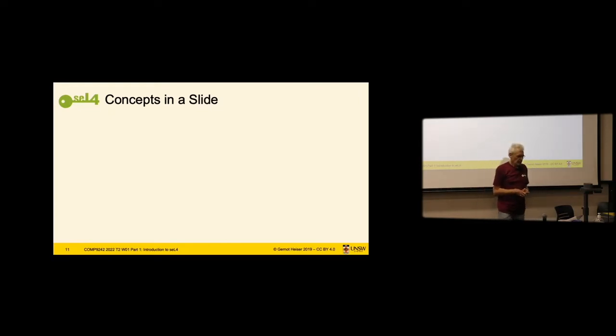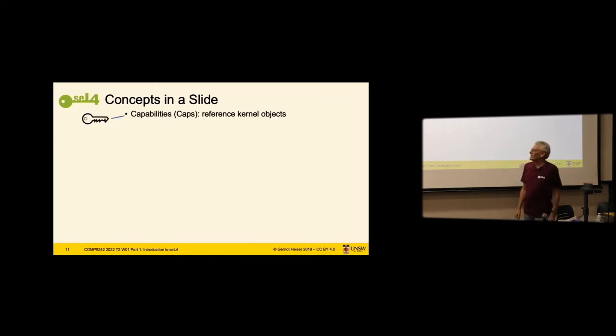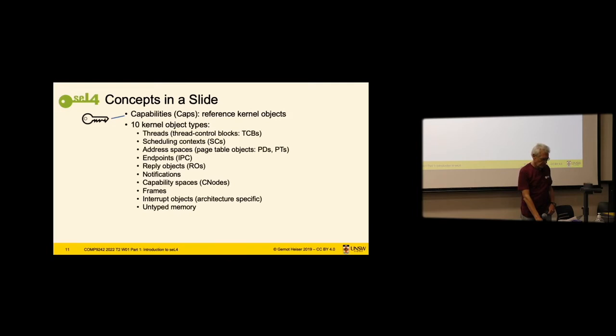They are also called abstractions, I guess. And there are few enough in seL4 that I can fit them into a single slide. That's a bit overloaded, but it's not too bad. So there are really two categories of concepts. One is capabilities, which I mentioned before. They are the protected references to kernel objects, and I'll explain that in a minute. And then there are 10 types of kernel objects, and that's it.